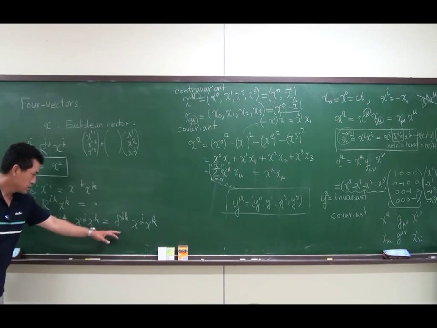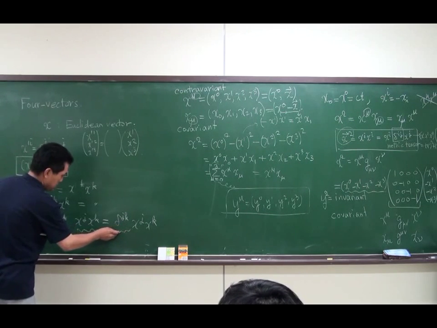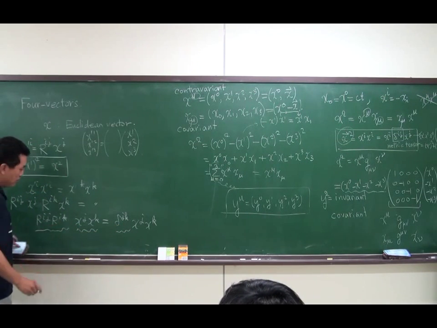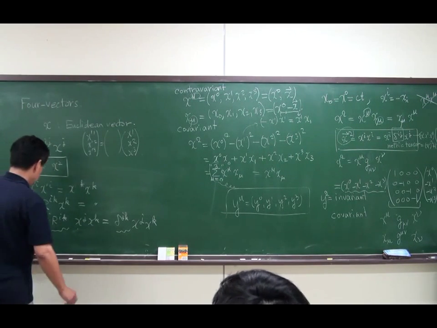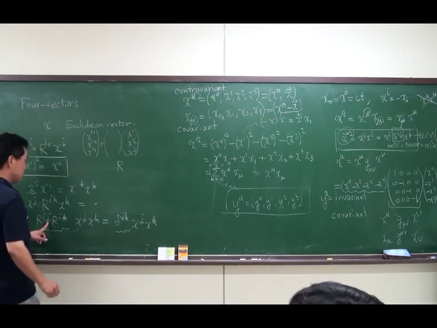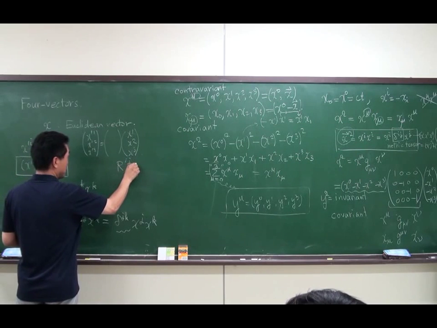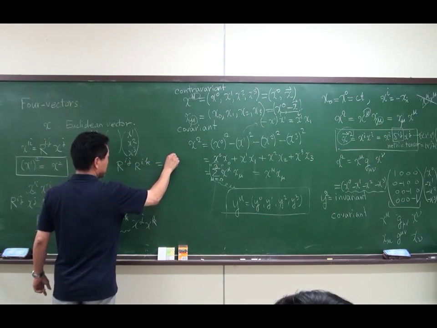This relation must be true for any vector x. That means this over vector is the same always for any component. So R_ij R_ik equals delta_jk.